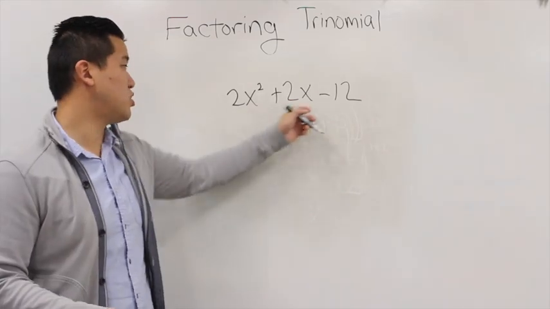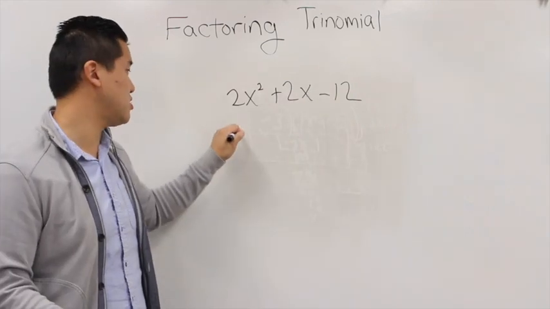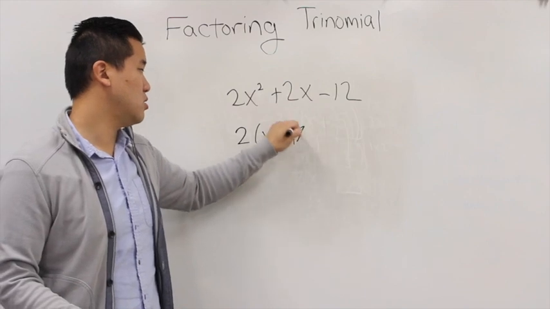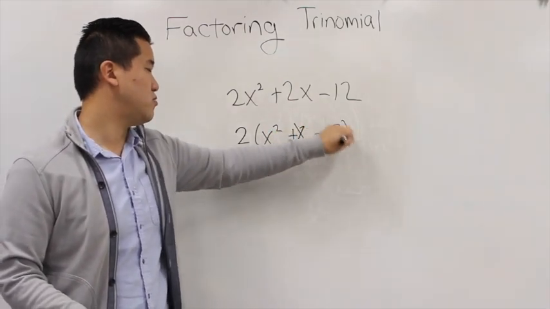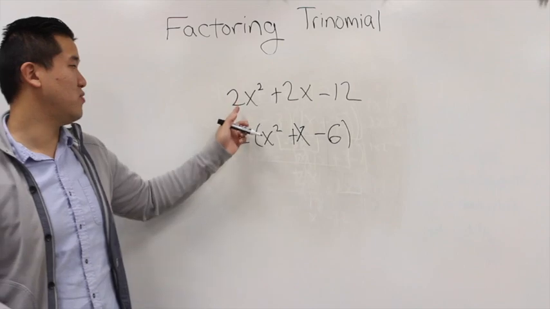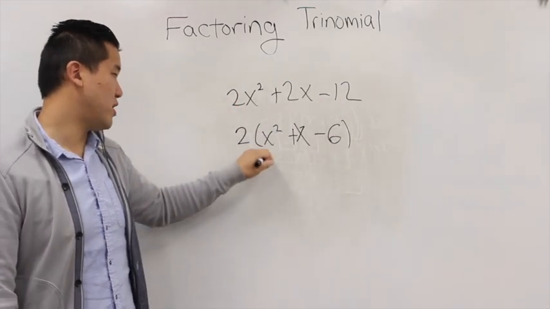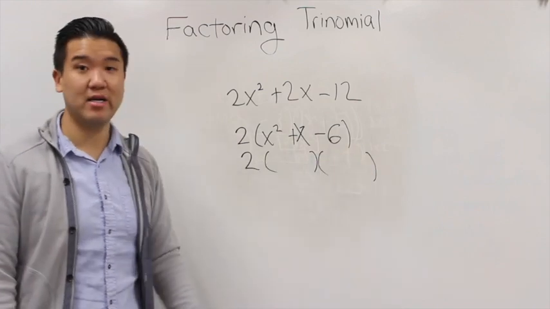Let's try it. 2, 2, and 12. Is there GCF? Yes. 2 is my GCF. So we're going to make it 2 times smaller. So we have 2 divided by 2, 2 divided by 2, negative 12 divided by 2, which is 6. It's a trinomial here, so let's try factoring that guy.